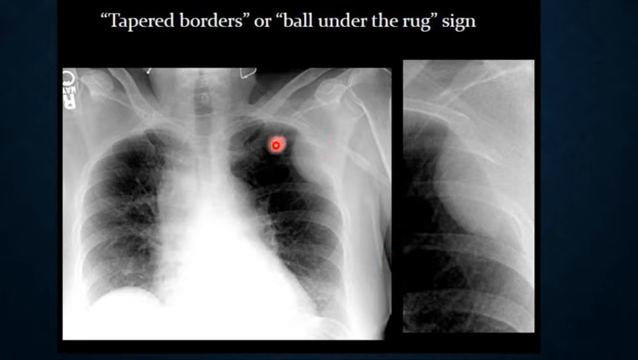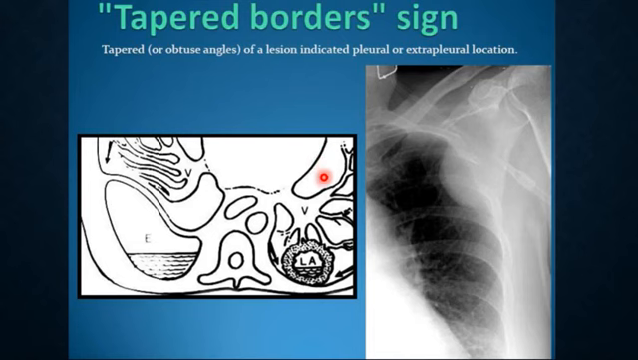If there is a mass on the chest wall from the inside, if the borders are wide, the angle is wide like here, it means that the mass is extrapulmonary. It's arising from the pleura. While if the edges are acute, or the angles are acute, it means the mass is from the lung. We'll see now. If the angles are obtuse, it means it is pleural or extrapleural in location.